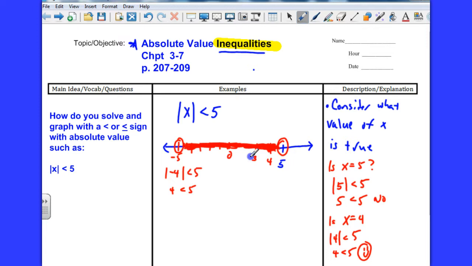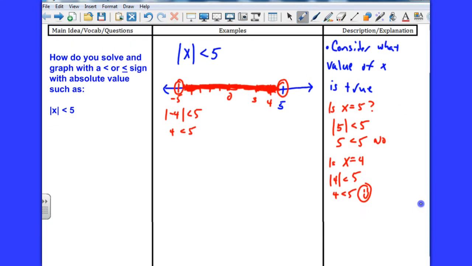We have this graph that looks a lot like what we did when we were graphing inequalities. Notice that that looks like an AND inequality, and it is. Okay, so anytime you have less than, or if you have less than or equal to, you will end up with an AND.